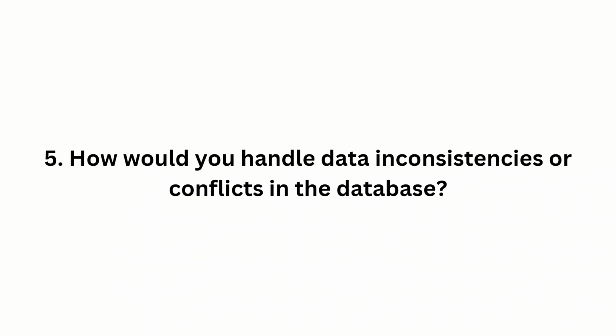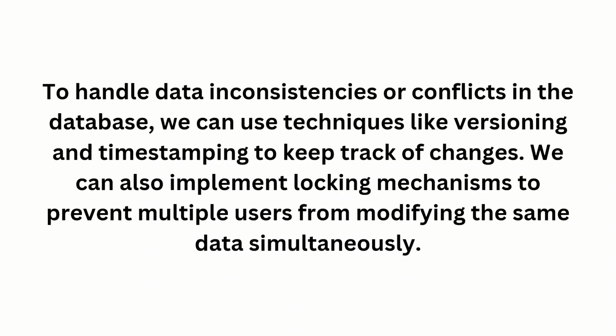5. How would you handle data inconsistencies or conflicts in the database? To handle data inconsistencies or conflicts in the database, we can use techniques like versioning and timestamping to keep track of changes. We can also implement locking mechanisms to prevent multiple users from modifying the same data simultaneously.